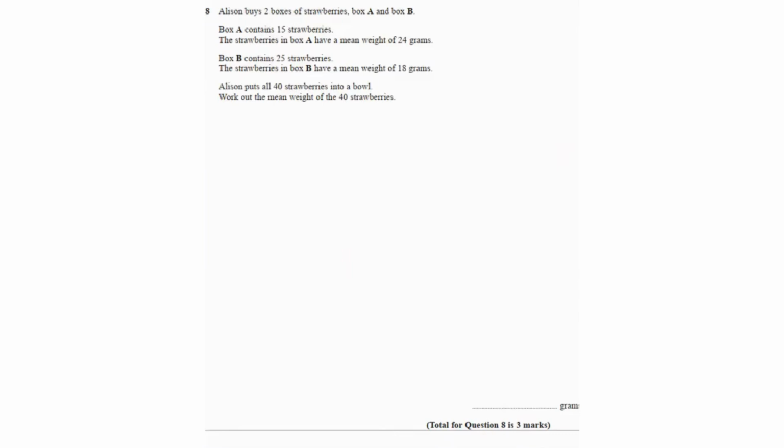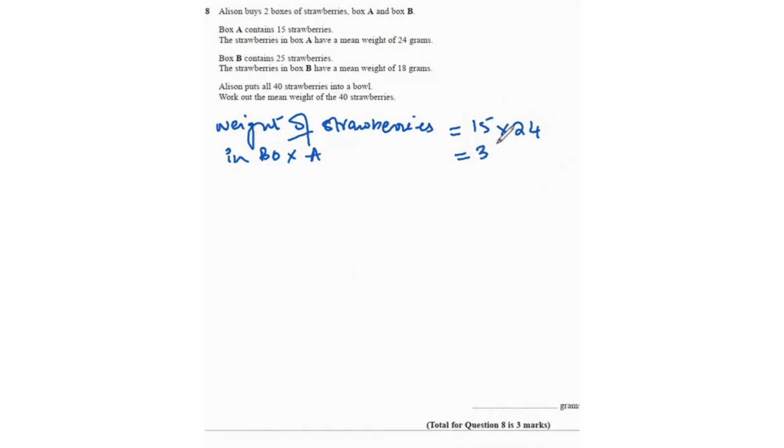So very similar to the previous question, the steps are also very similar. First, we need to find the weight of all of the strawberries in box A. Then we need to find the weight of all of the strawberries in box B. So for the weight of strawberries in box A, that's going to be the number of strawberries times the mean weight. Same thing as we did in the previous case. So 15 times 24, that's 360. So 360 grams is the total weight of strawberries in box A.